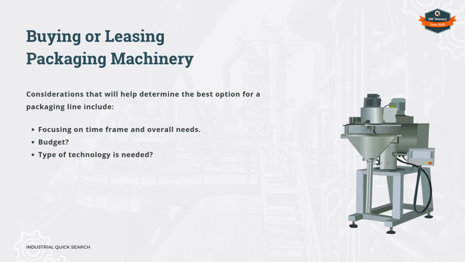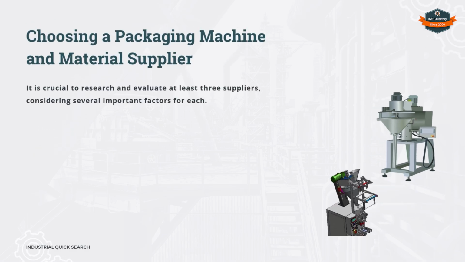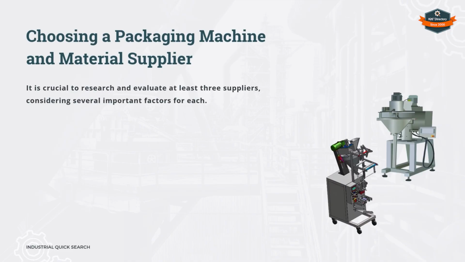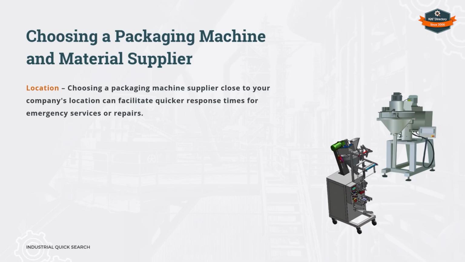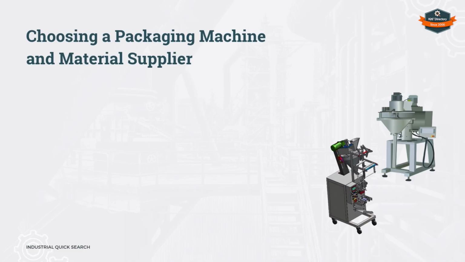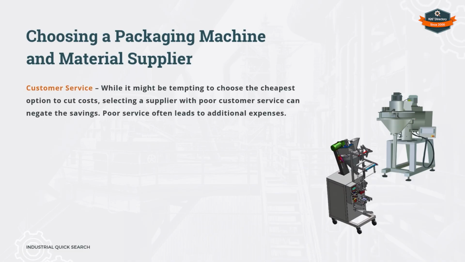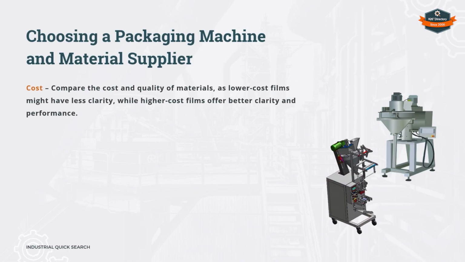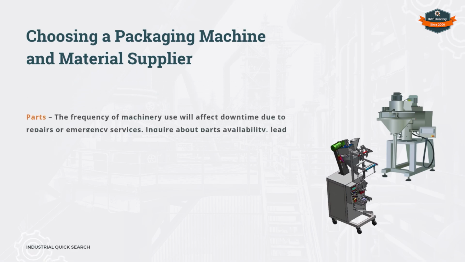Considerations that will help determine the best option for a packaging line include choosing a packaging machine and material supplier. Location. Technicians. Customer service. Cost. Parts.